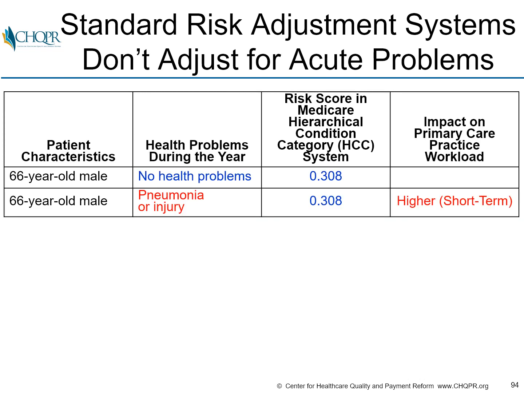For example, in the HCC system, a 66-year-old male with no health problems would be assigned a risk score of 0.308. The HCC system only adjusts for chronic diseases, so if the 66-year-old male had pneumonia or experienced an injury during the year, the HCC risk score would be exactly the same, even though the primary care practice would need to spend more time on the care of a man with an acute problem than one without.